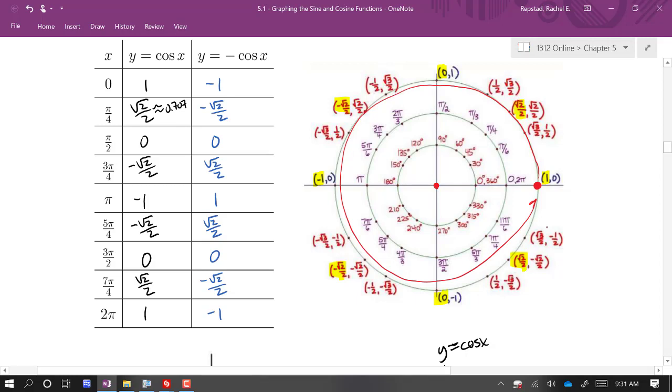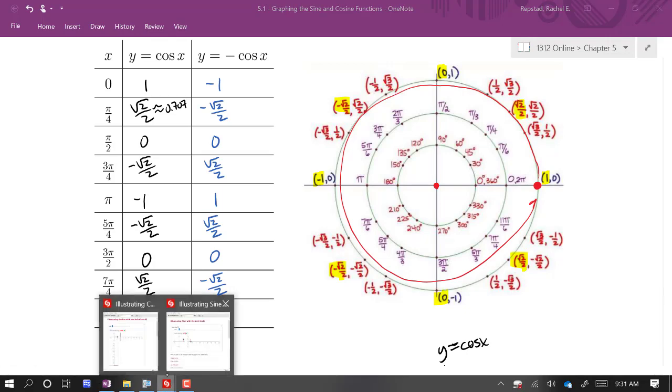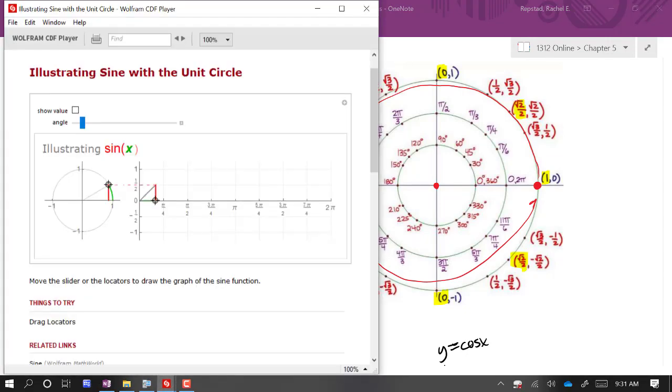Likewise, for the sine curve, I do the same thing, right? I mark a point on this wheel, and as I spin the wheel around, the sine curve just marks where the y coordinate is. And you could see this in action. I'll do the sine curve first. So you could see here's the unit circle on the left, and on the right it's going to plot out, keeping track of the y coordinate.